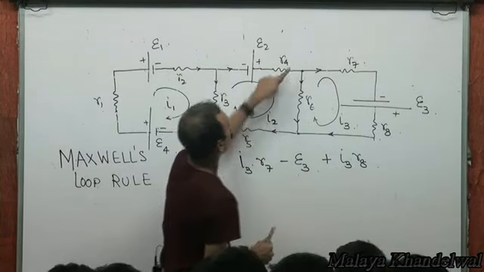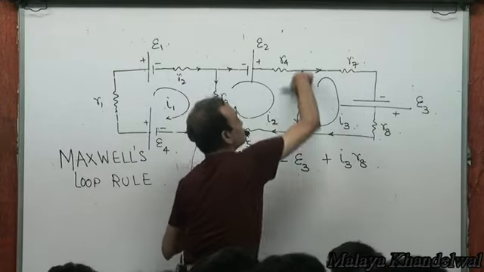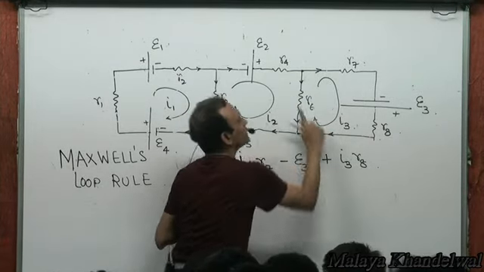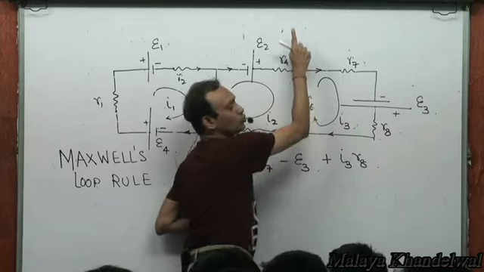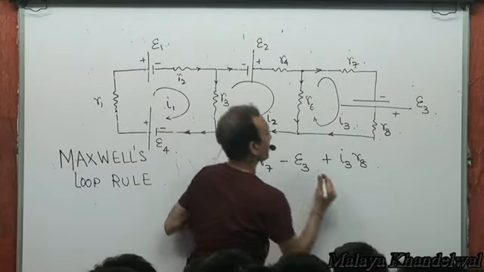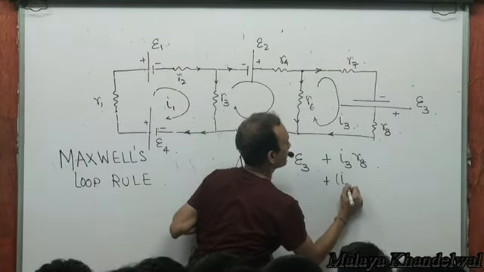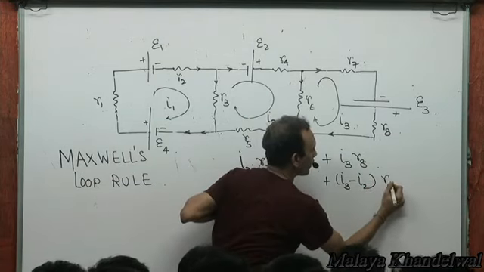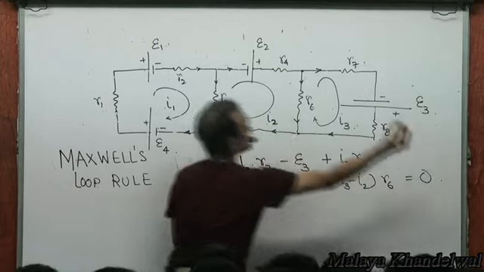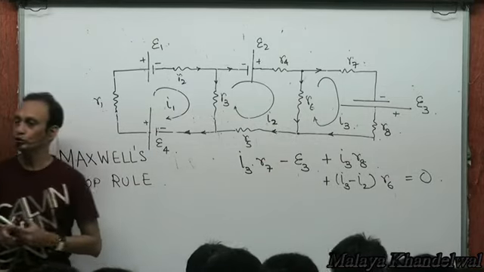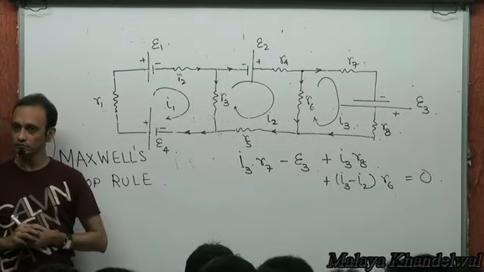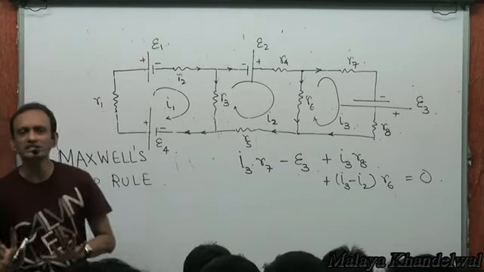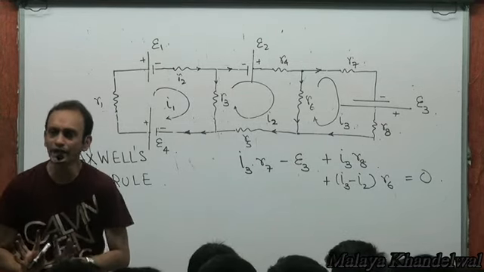And then look at this branch. There is I2 going this way, there is I3 going this way. That means there is an I3 minus I2 going upwards, right? Into the drop across R. This must be 0. That's KVL applied to loop 3. 3 equations, 3 unknowns. You can solve for I1, I2 and I3.